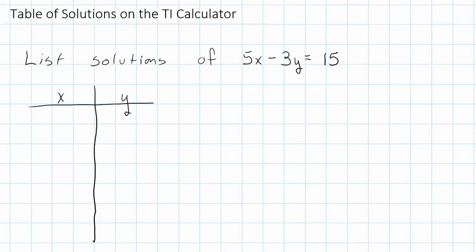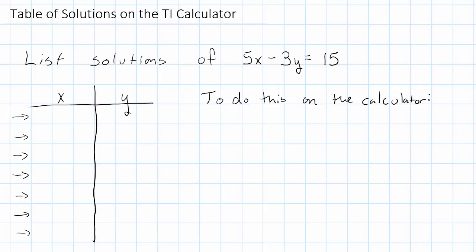We want to give a solution for each row in this table. We want to make a list of 7 solutions. Well, we could pick a bunch of values for x and solve for the corresponding values of y. Or we could use our calculator to generate a table.